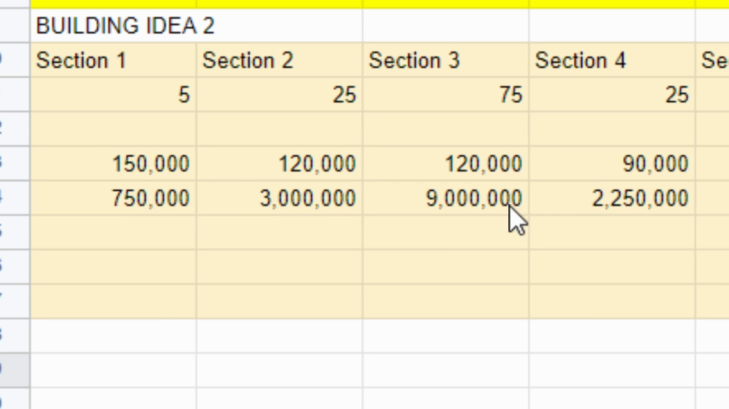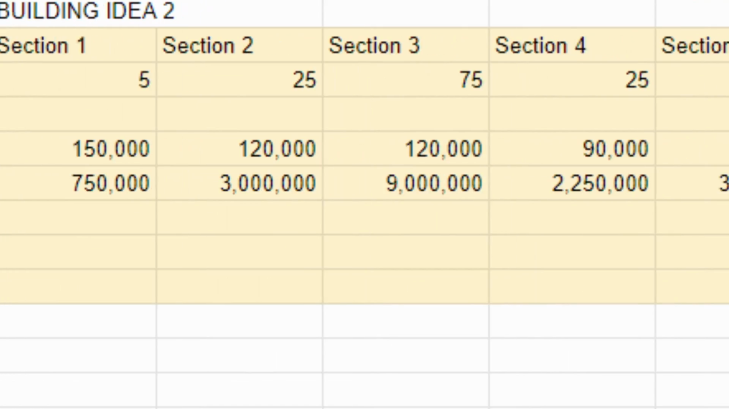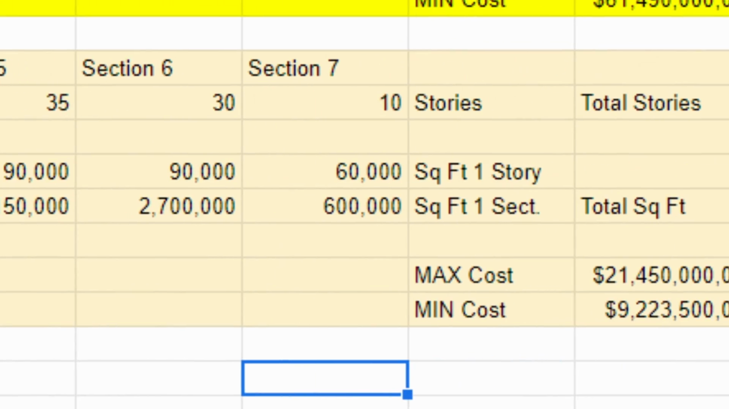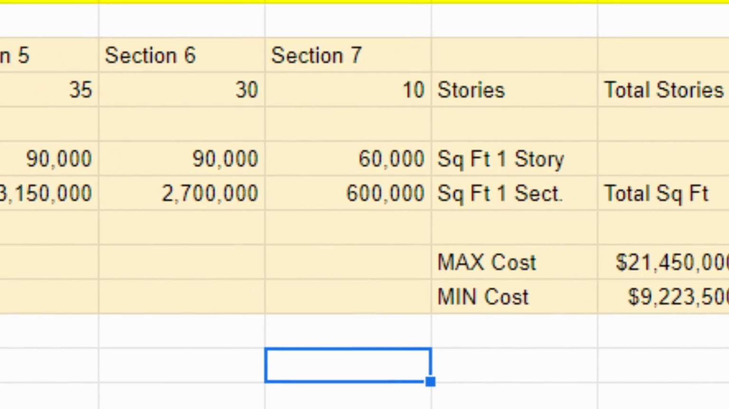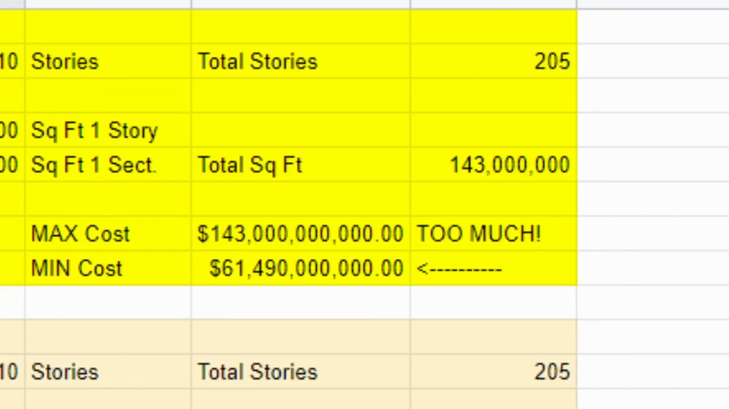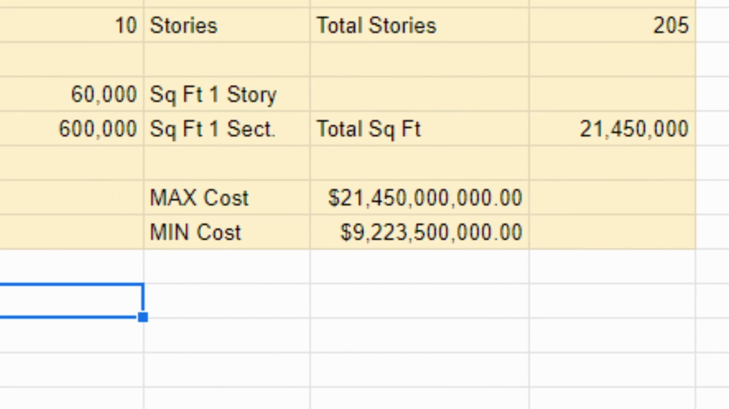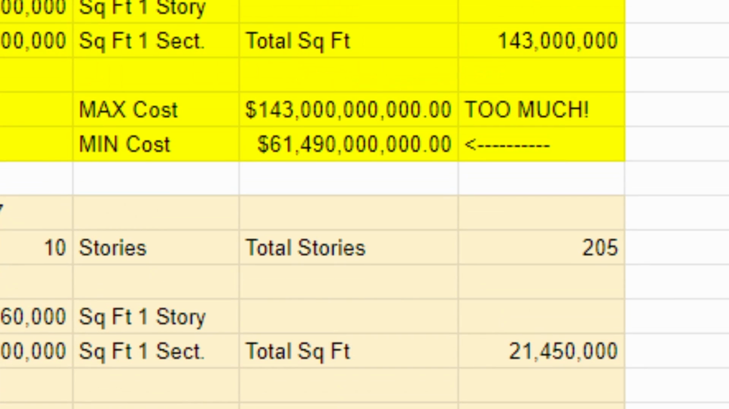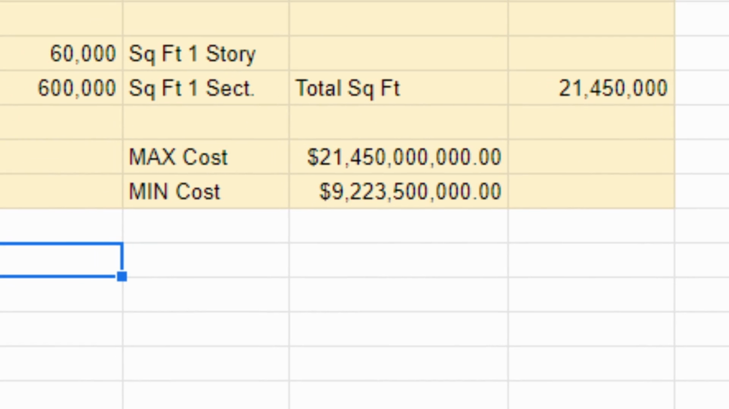So yeah, these are the different square feet, once again. This full building is the same height, so it will have the same amount of stories, still 205. And the total square feet is 21 million. So that is a very significant decrease from the 143 million. So the minimum cost is 9 billion, and the maximum cost is 21 billion. So you know, that's still a ridiculous price, but we're getting somewhere.